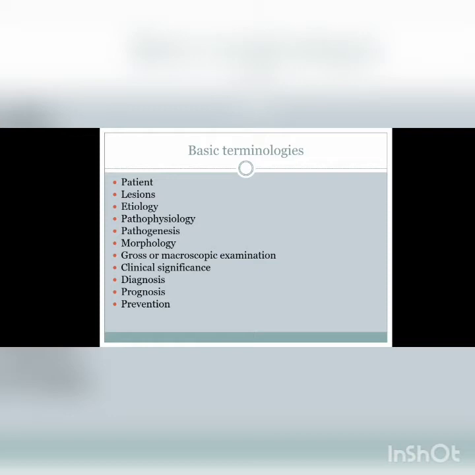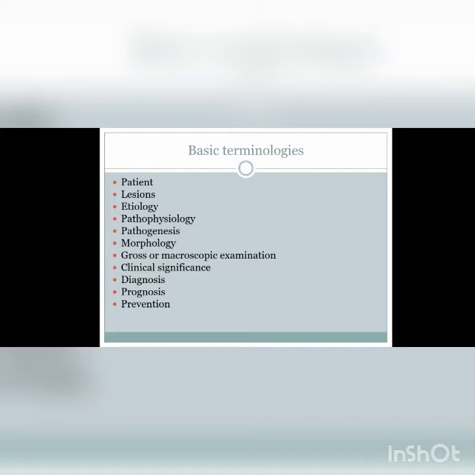Okay, then we come to pathophysiology. So pathophysiology, it is the study of deranged body functions which occurs as the consequence of the disease. Taking the same example here, the person who has lung cancer will definitely have deranged body function, right? So the study of that deranged body function which occurs as the consequence of his disease is called the pathophysiology.